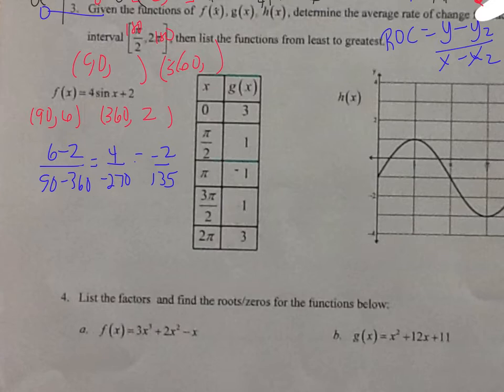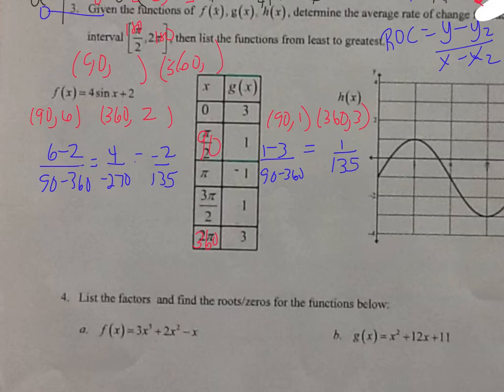All right, so now let's go to here. So we have, this is my 90, and this would be my 360. So it's 90 comma 1 and 360 comma 3. All right, so the rate of change is going to be 1 minus 3 over 90 minus 360, and that comes out to be positive 1 over 135.